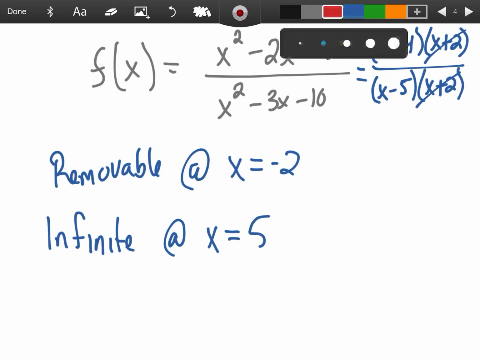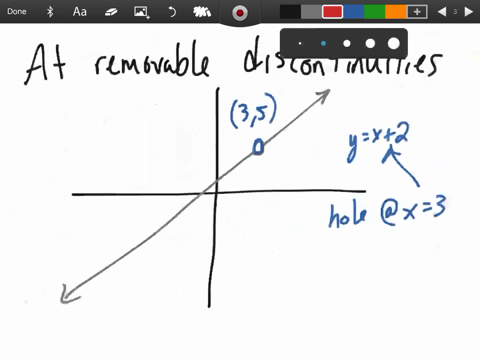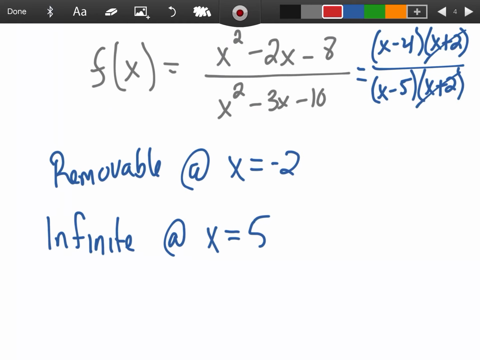All right, so with the removable discontinuities, going back to this drawing, I can see that my limit as I approach from the left and the right is going to be the exact same because I'm just approaching that hole. So we can just write, what's the limit of, and I'm going to just shrink this down, what's my limit of f of x as x approaches negative 2?